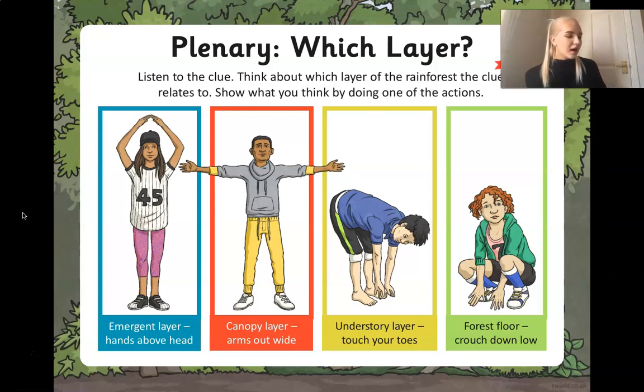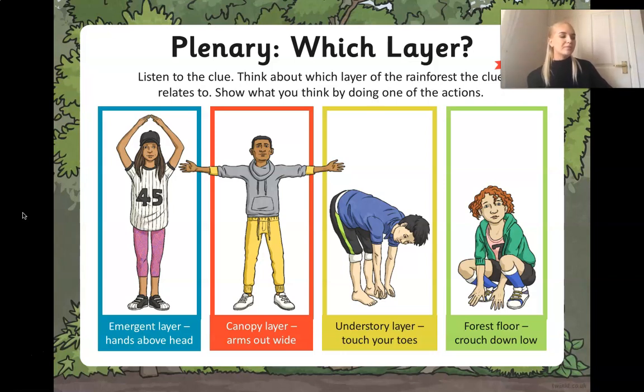Okay, it is very windy and it's very cold here. What am I talking about? The emergent layer. Well done, because the trees are that tall that it's very windy and cold, and we know their trunks are very thin, so their leaves must be very big and very waxy to be able to withstand and withhold the wind that is up in the emergent layer. Fantastic, Year 4, you're doing so well.